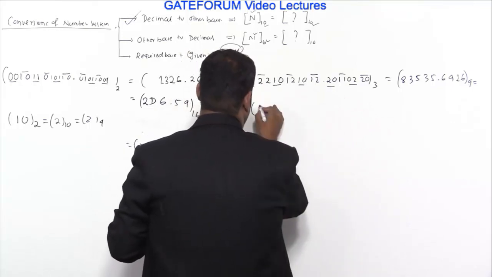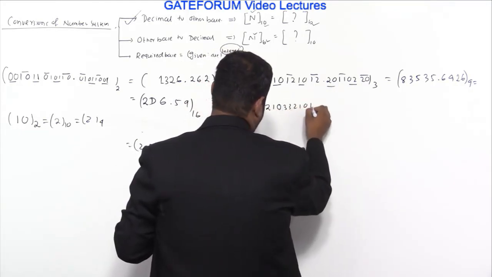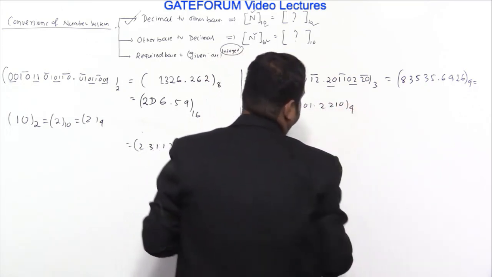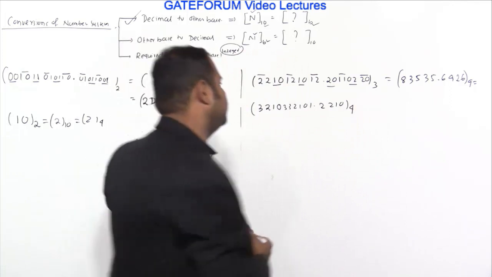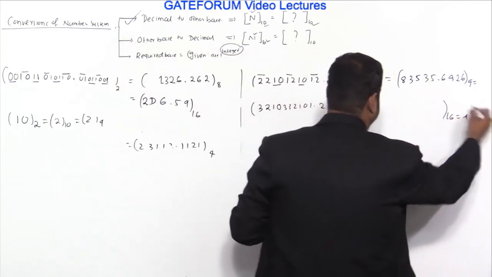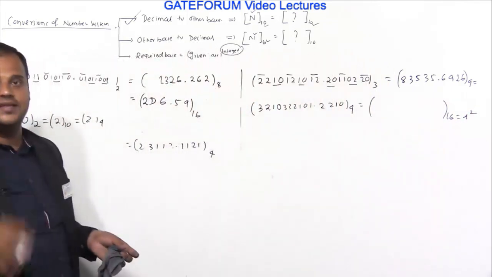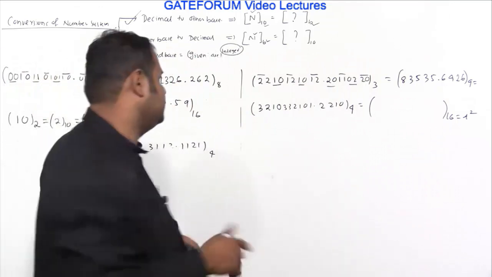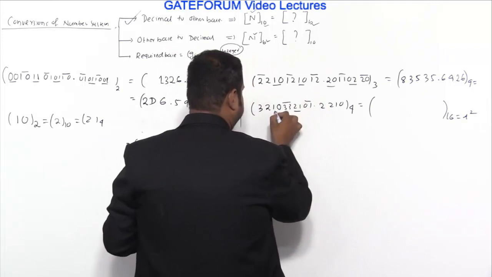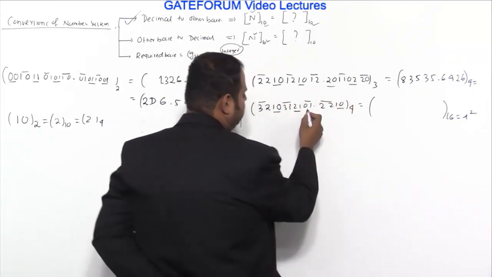Suppose I have a number 3210332210.2210 like this. This is in base 4, right? And if somebody is asking me what is the base 16 equivalent of this, 16 equals 4 power 2. So again you have to make the grouping of 2 digits. But here you should be careful. If you are exceeding the range beyond 9, you should not forget the symbolic notation. So grouping of 2, 2, 2, 2, 2 and 2.